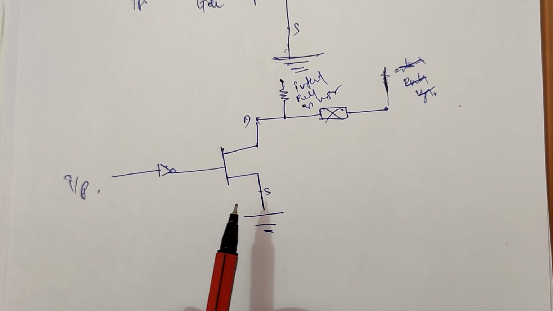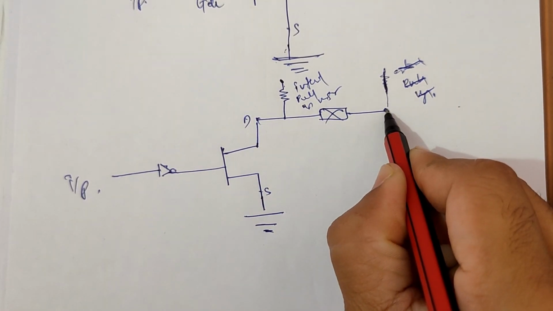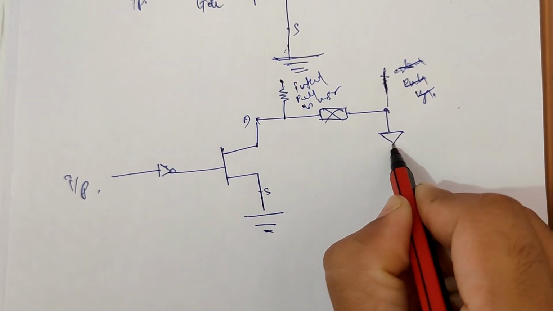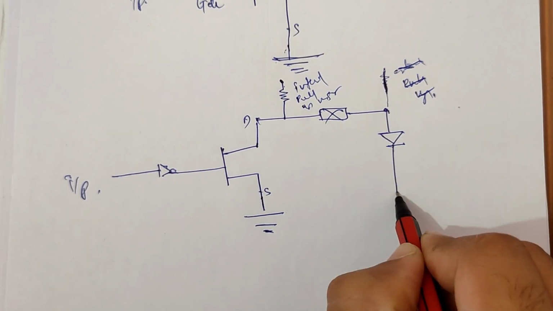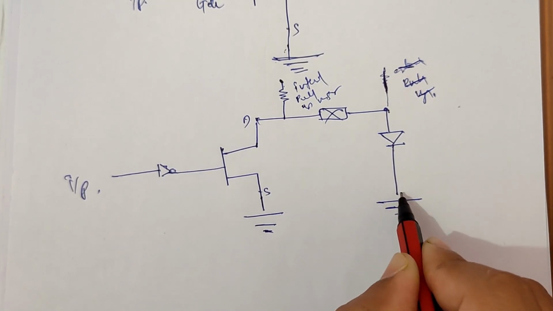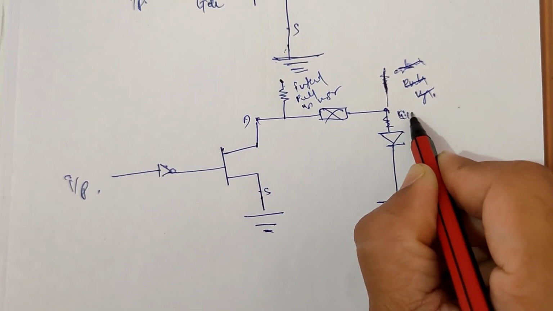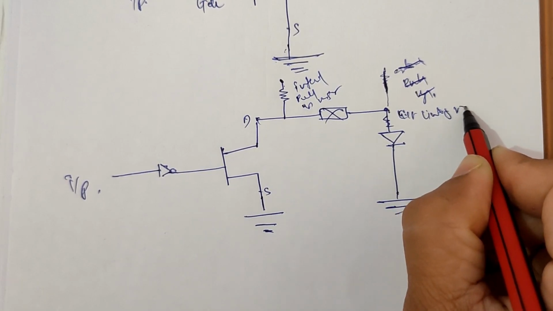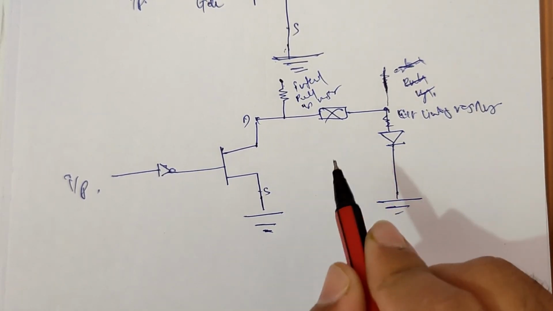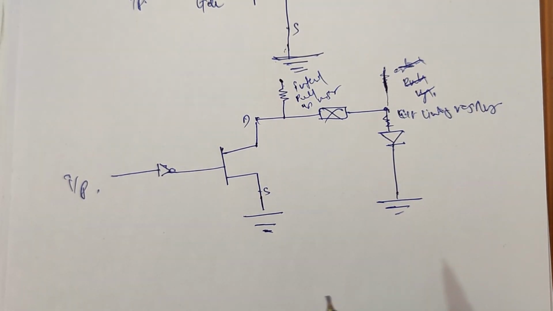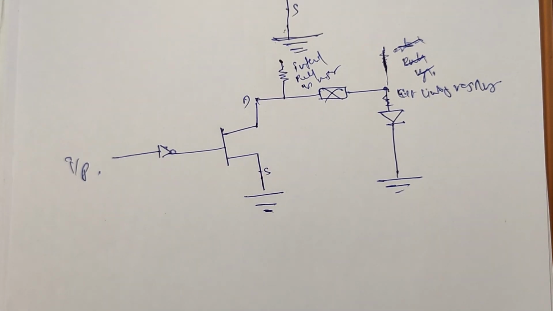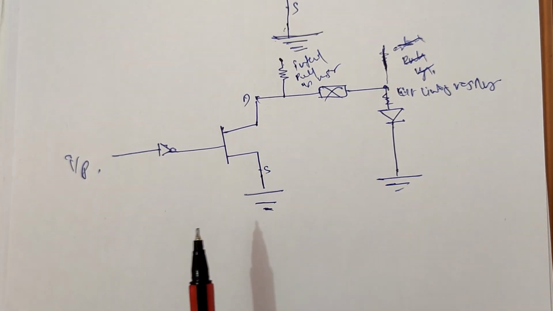Okay, to understand this, I'm connecting an LED here. The LED is connected to ground. Here also you can connect a current limiting resistor. Okay, now we'll see how this works.